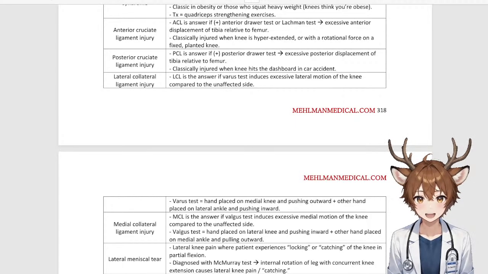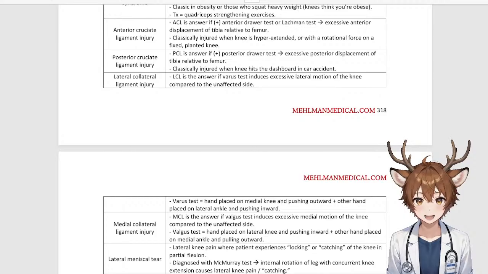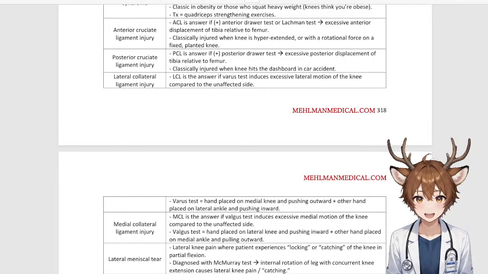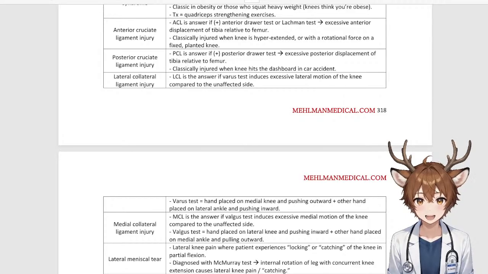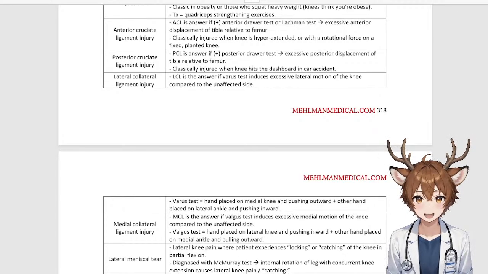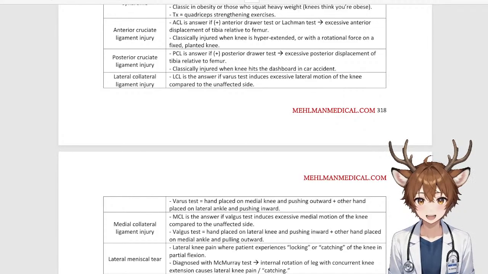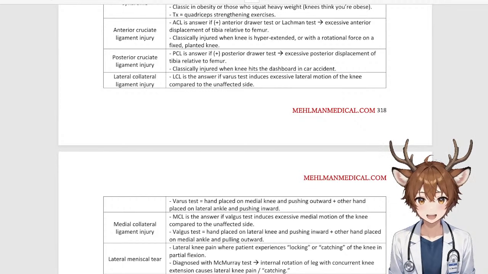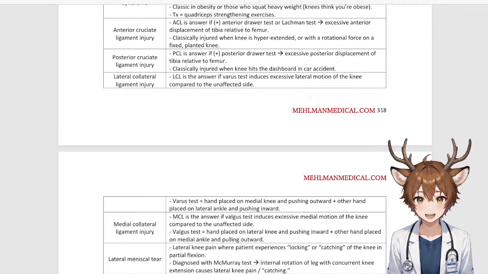Well, what about the PCL, the posterior cruciate ligament? PCL is the answer for a positive posterior drawer test, excessive posterior displacement of the tibia relative to the femur. Again, PCL is doing the opposite. It prevents posterior displacement, so if you can posteriorly displace it a lot more than you ought to, that probably means PCL is injured. What about the lateral collateral ligament? So LCL is the answer. The varus test is excessive lateral motion of the knee compared to the unaffected side.